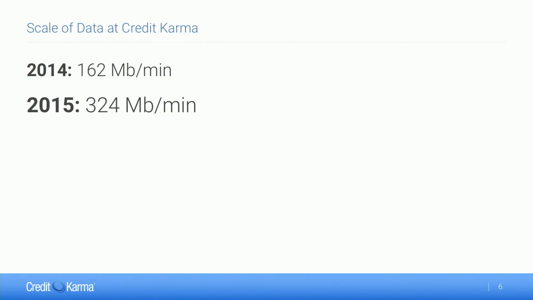So the next year, in 2015, that number doubled up to 324 megabytes every minute. We actually expected this. This is what we wanted to see. And this is why we wanted to use the JVM, use Scala or Java anywhere we touch the data pipeline, because we want to be able to leverage that concurrency. It's also why we chose to use Akka Actors. We knew they would scale very well.